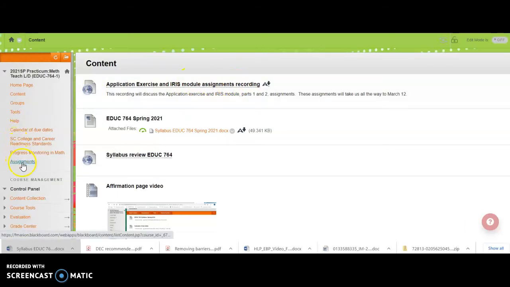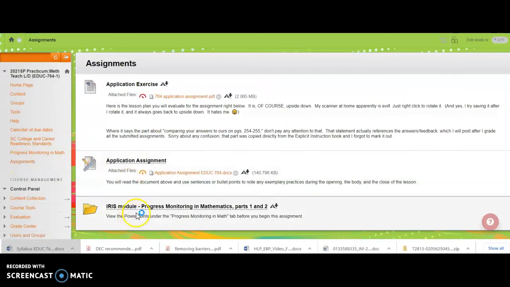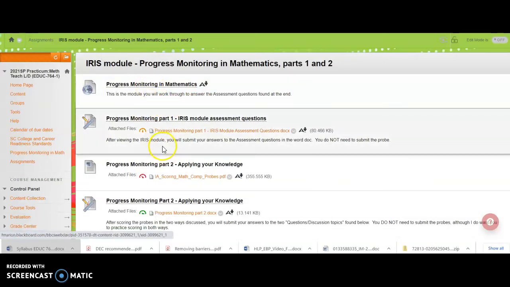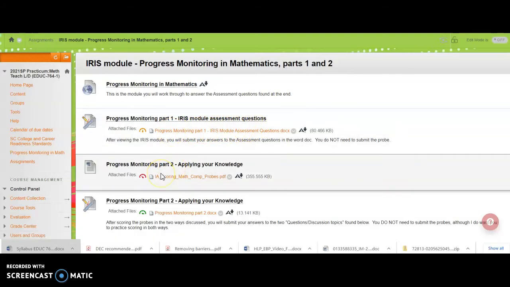All right, and then under the assignments tab, we've already done the application exercise and the assignment, right? So now we're going to go to the Iris module. Here's progress monitoring in mathematics. Again, you just click right there. It'll take you right to the module, and then you will answer these assessment questions as a Word document. And then you'll do part 2. You don't have to submit your graph. You don't have to submit any of that stuff, the probes. You're just going to answer the 2 questions that go with this assignment.